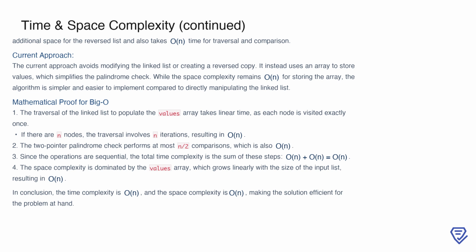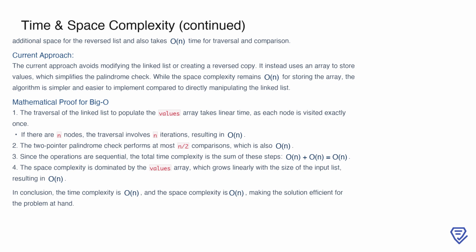Instead, it uses an array to store the values, offering a much simpler and more straightforward method for checking palindromes. Finally, from a mathematical perspective, the traversal of the linked list to populate the values array is linear, as each node is visited once, contributing O(n) time. The two-pointer comparison involves at most n/2 comparisons, which is also O(n).